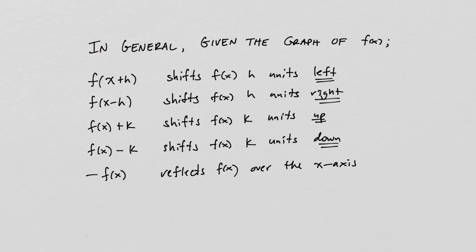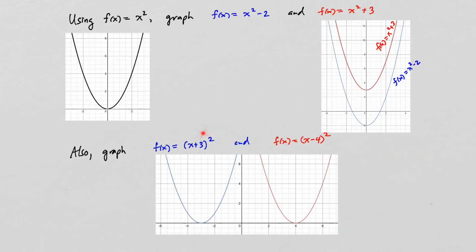So in general, if you have a graph of f of x, if you know what f of x looks like, and if we assume that h and k are positive numbers, then the graph of f of x plus h will shift f of x h units left. F of x minus h will shift f of x h units to the right. Okay, so this summary right here is what happened here.